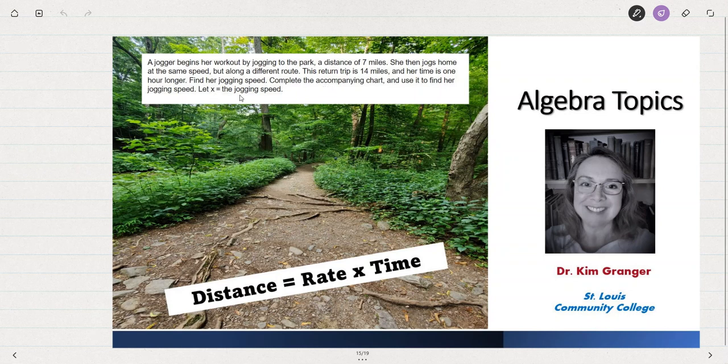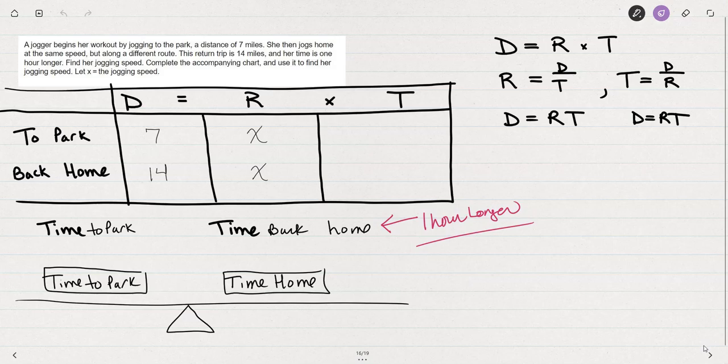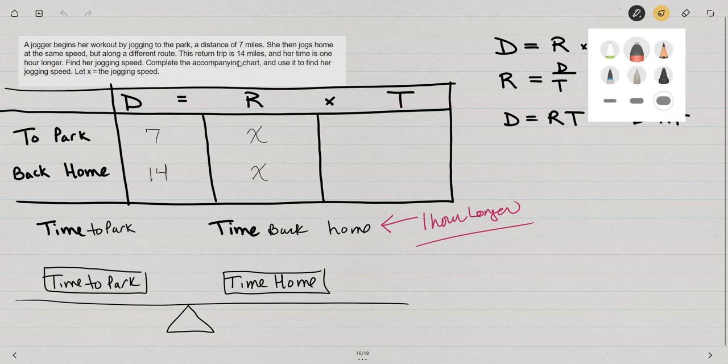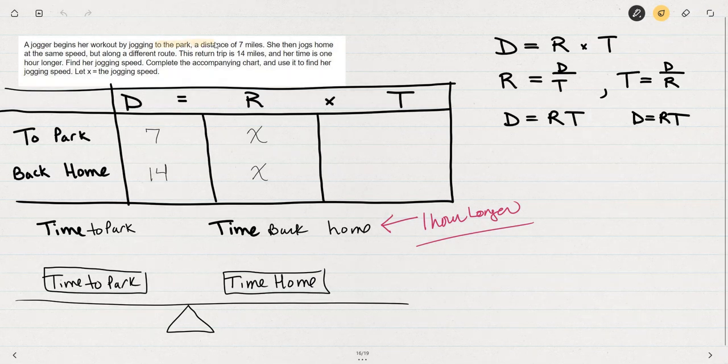Let x equal the jogging speed. Here's a chart we can use, and I've filled in some of the numbers already. Let me highlight as we discuss those so you can see what's going on here. She begins her workout by jogging to the park, a distance of 7 miles. So to the park, distance, 7 miles.